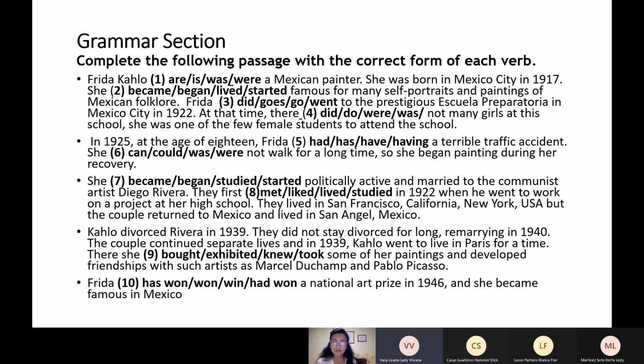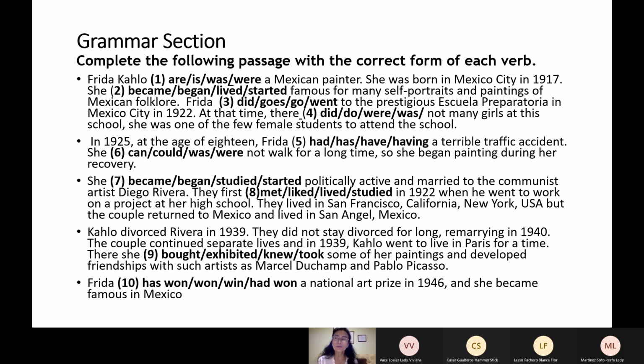Frida Kahlo are, was, is, or were? Was, of course. ¿Por qué was? Porque Frida Kahlo ya no vive, ya hace parte de la historia. Entonces, por eso está en pasado. Was a Mexican painter. Continue. She was born in Mexico City in 1917.